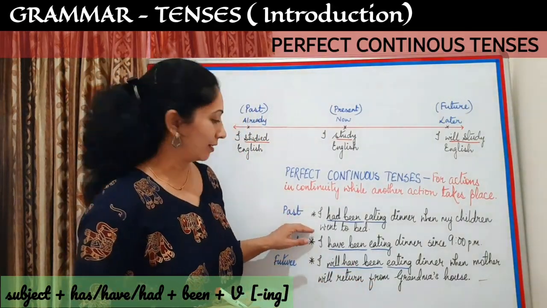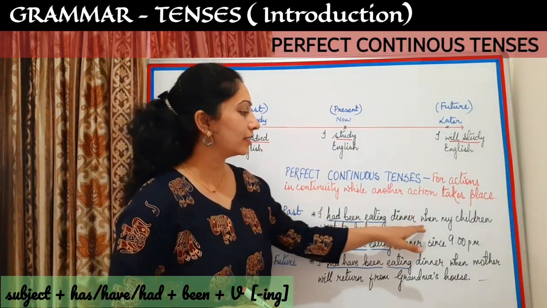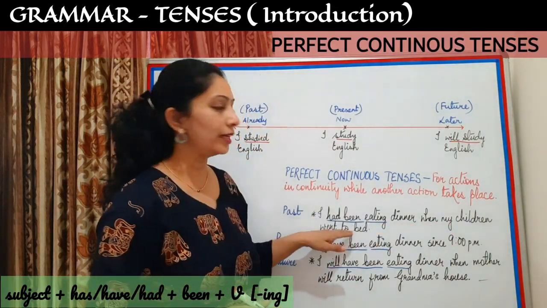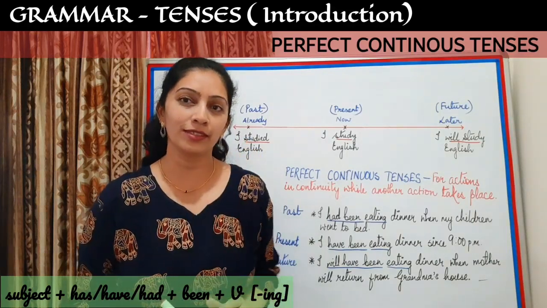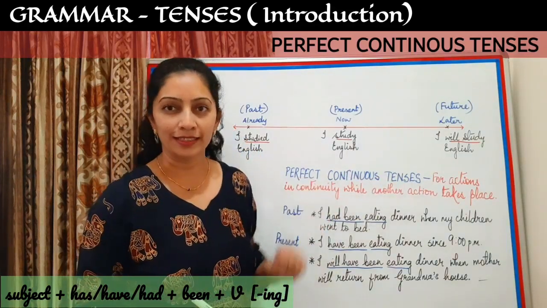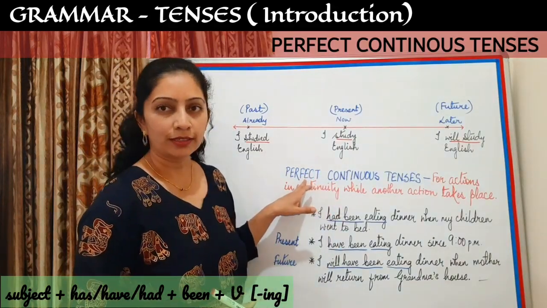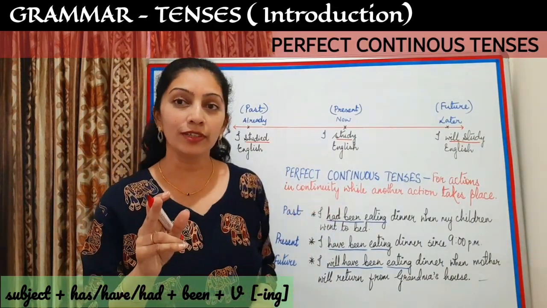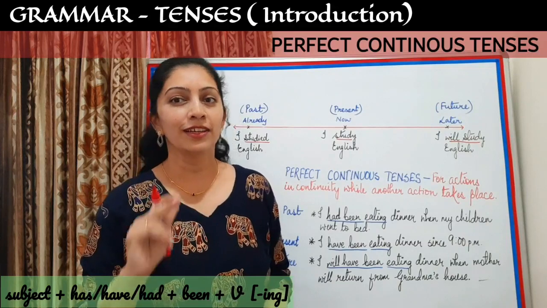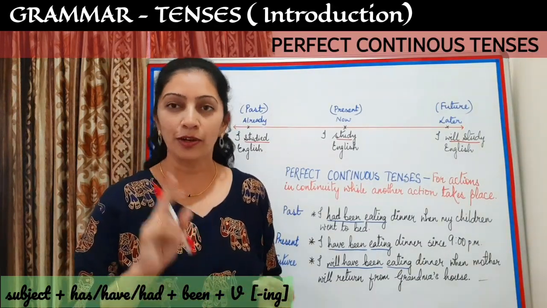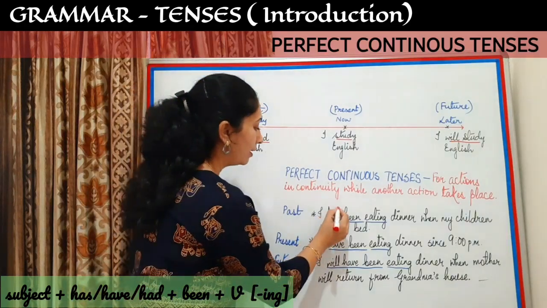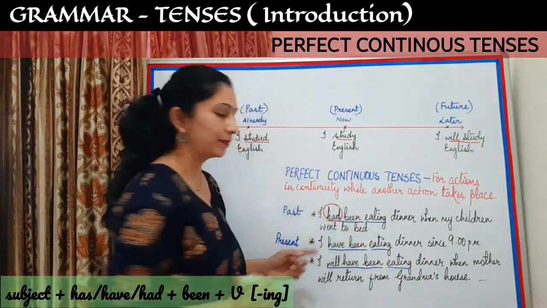Look at the first one. I had been eating dinner when my children went to bed. First, understand the format of the sentence. In this case, the word perfect. I told you whenever you have perfect tense, the words that are to be used are has, have or had, out of which had will come in the past tense.